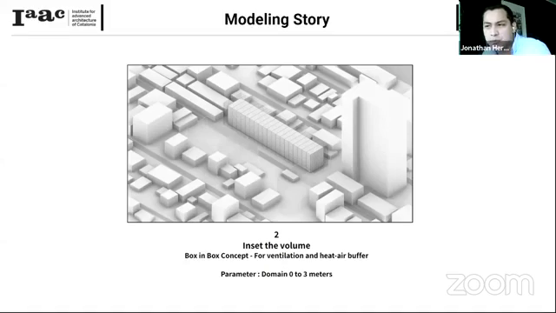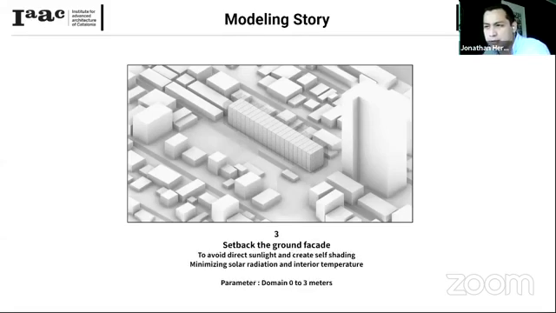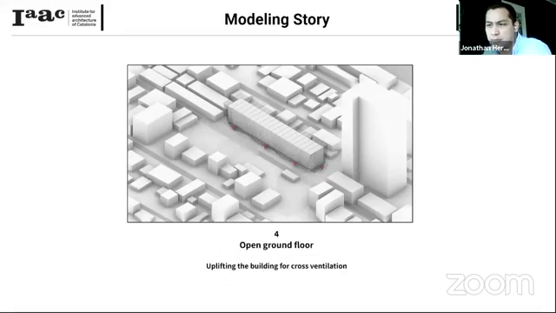With this concept, what we want to achieve is ventilation between an external skin and an interior volume. For this parameter, we set a domain of up to 3 meters of setback. The next step, which has a really important relation to the radiation on the exterior skin, was to set back the ground floor facade. In this way, we could avoid the direct sun and create self-shading of the volume. It would also help us reduce the interior temperature. For this one, we set the domain for the parameter to 3 meters.